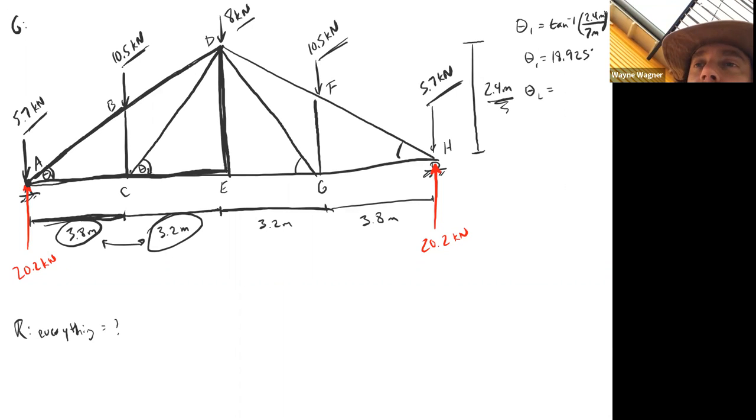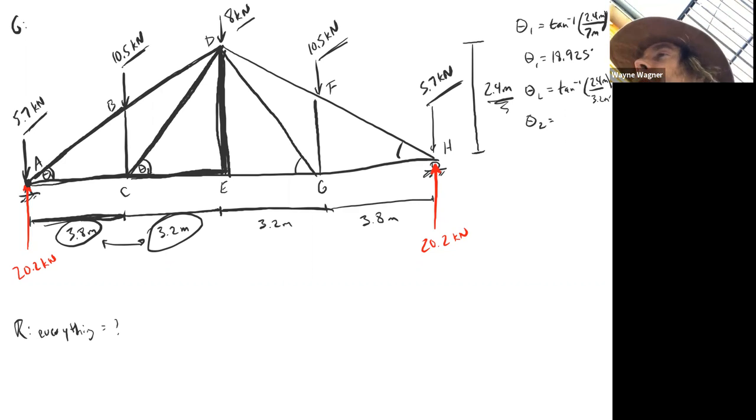Theta 2, though, here's our triangle. Okay, the opposite is still 2.4. Hey, we're in a public place, my boy. You don't get to bark like that. Okay, and the adjacent is 3.2. So this is going to be much closer to 45. Noting in your head that if the ratio is 1, you're going to get 45. So it's just something to think about. 2.4 divided by 3.2. So we're now at 36.870.